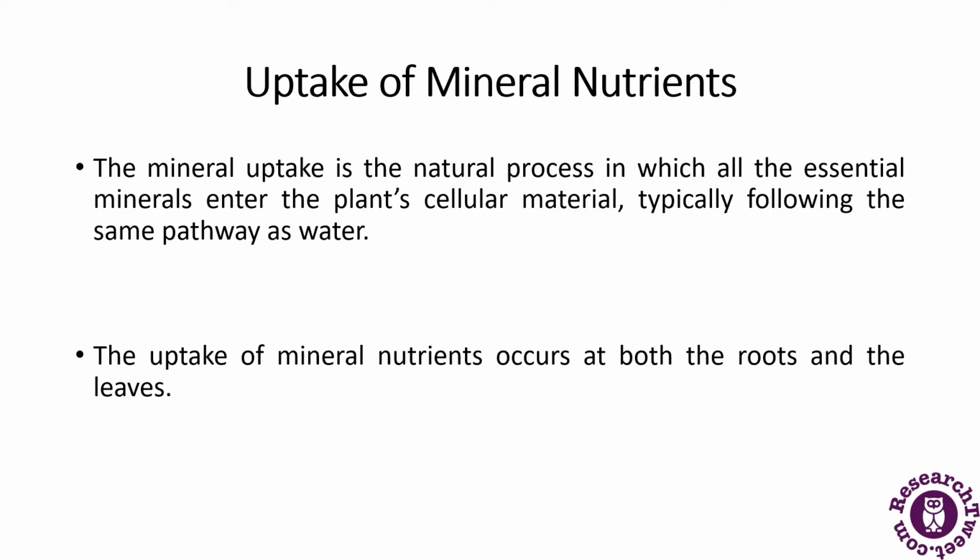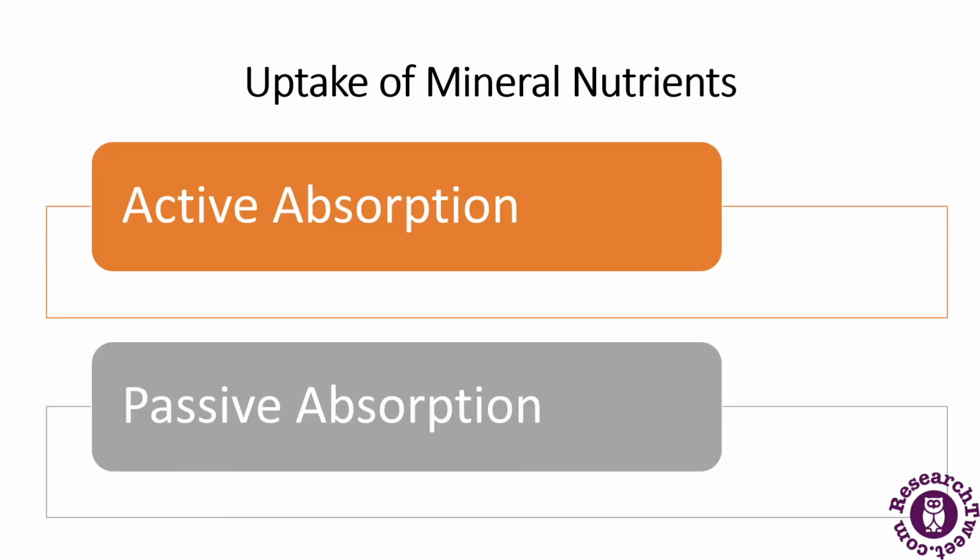So how do the plants uptake the mineral nutrients? The mineral uptake is a natural process in which all the essential minerals enter the plant cellular material, typically following the same pathway as that of water. How the water is taken up in the plant is by the xylem tissues. Here the uptake of mineral nutrients occurs both at the root and the leaves. So it will occur at both levels, at the root level and at the leaves also.